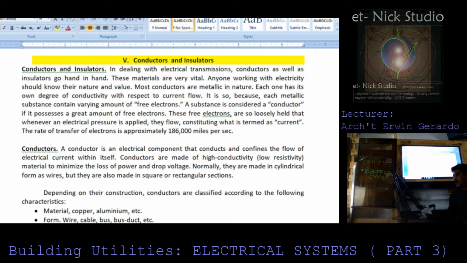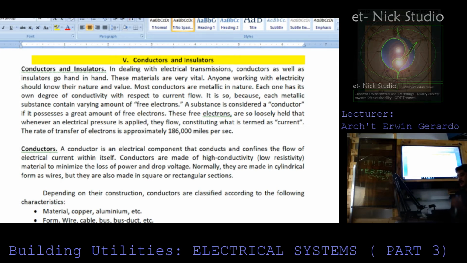Conductors and insulators. In dealing with electrical transmissions, conductors as well as insulators go hand in hand. These materials are very vital. Anyone working with electricity should know their nature and value. Most conductors are metallic in nature. Each one has its own degree of conductivity with respect to current flow. It is so because each metallic substance contains varying amounts of free electrons. A substance is considered a conductor if it possesses a great amount of free electrons.